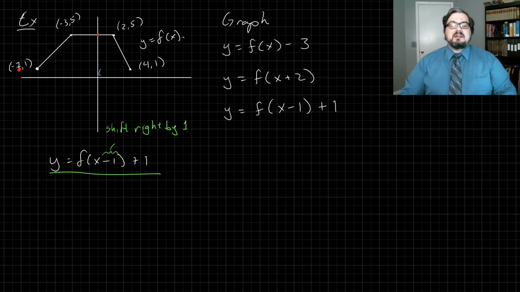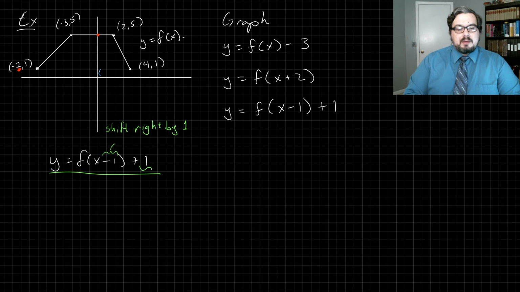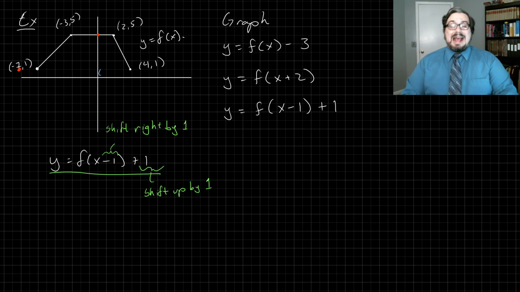Because it's with x, we kind of do the opposite of our intuition. Normally negative means move to the left, but in this case, negative means move to the right. With the 1 over here on the outside, this tells us that we're going to shift up by 1, because we're adding 1 on the outside of the function. The things outside the function affect the graph vertically, so up or down, and they behave intuitively. So adding 1 means shifting up by 1.